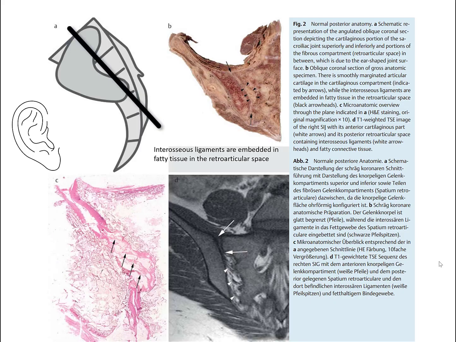And the most important part here on the bottom is you can see the difference between the fibrous portion of the joint, where it's all ligaments, and the cartilaginous portion of the joint, which is more anterior, and they're very different. The fibrous portion of the joint is full of fat, and it's a lot wider, as you can see.